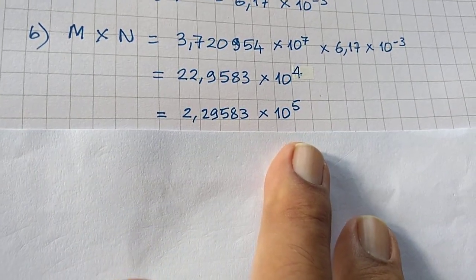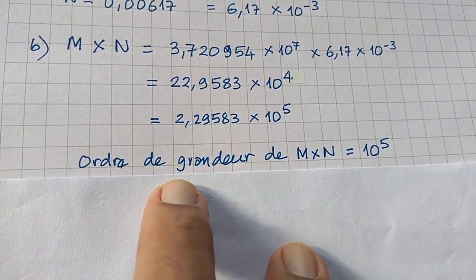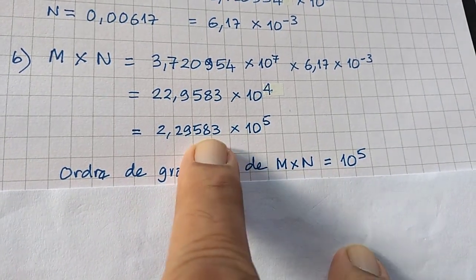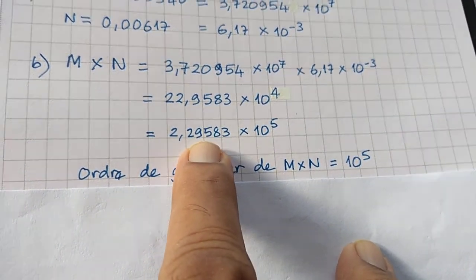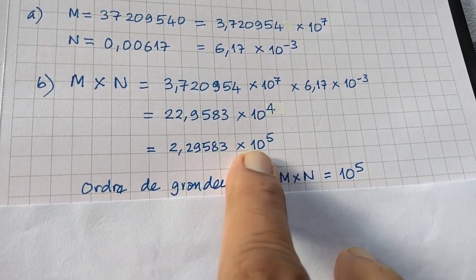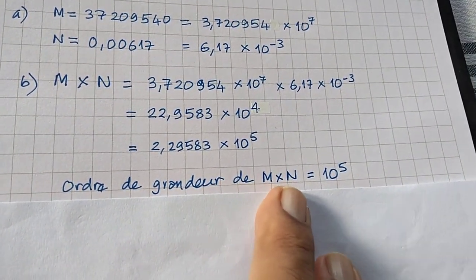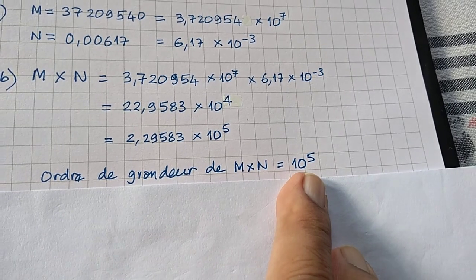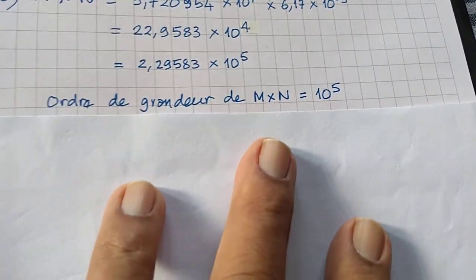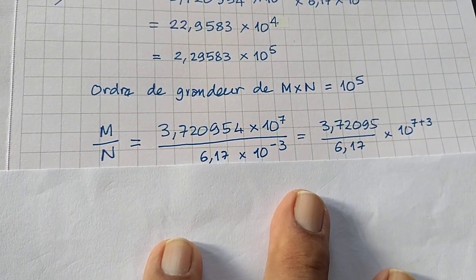So now we do the order of magnitude of this. We take a shortcut. We don't do the bracketing and all that, but we realize that this is closer to 10 to the power 5 than to 10 to the power 6. So the ordre de grandeur de m fois n est égal à 10 à la puissance 5. Let's do the same with the division.